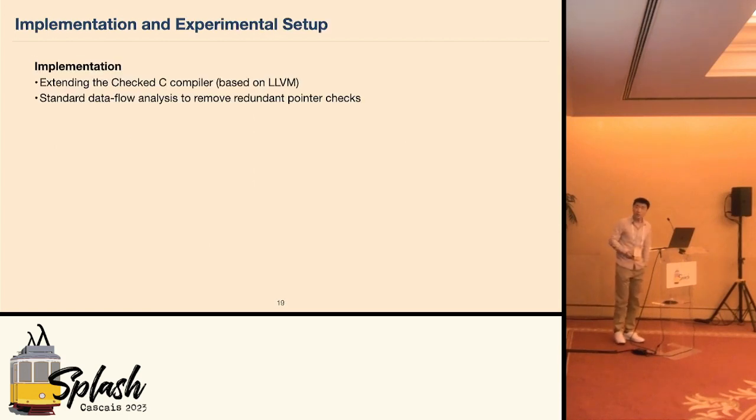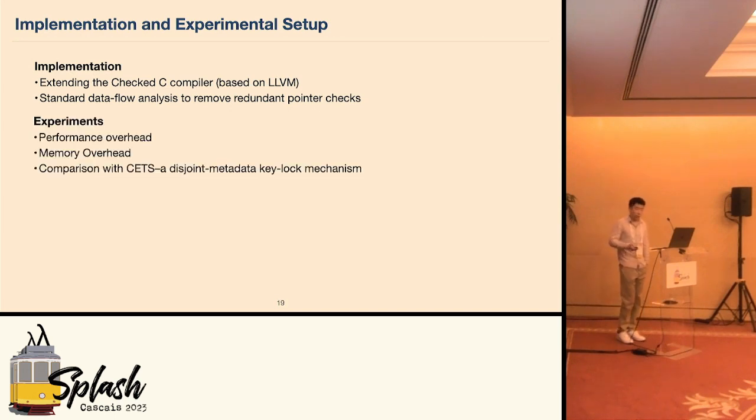So next, about evaluation, we implemented the new checked pointers by extending the CheckC compiler, and we did a standard data flow analysis to remove redundant pointer checks. We measured the performance and the memory overhead, and we compared our solution with SETS, which is a disjoint metadata key-lock checking mechanism that provides the same level of security as ours.